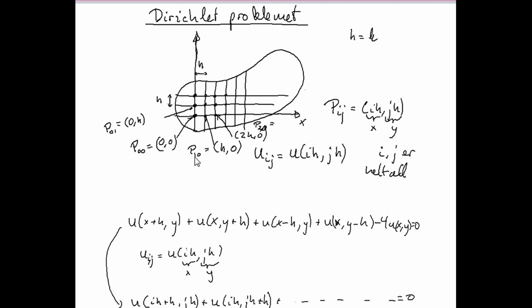Next, P10 is just the coordinate h, 0. Here we have 2h, 0. Here we have, for example, P11, sorry. So now you know what these points are.